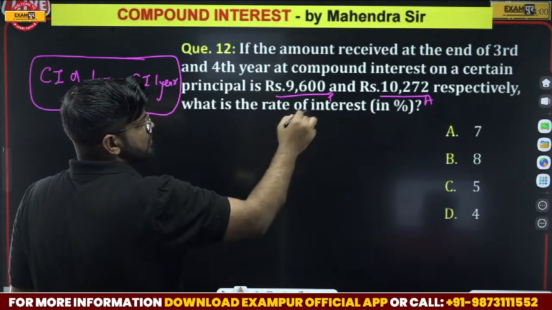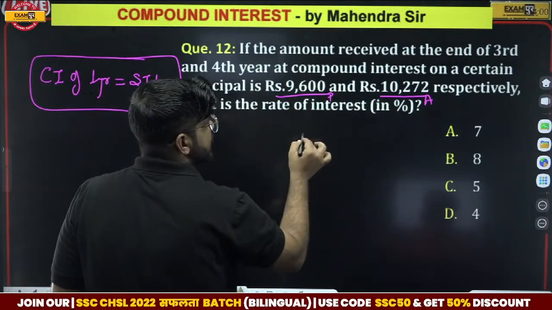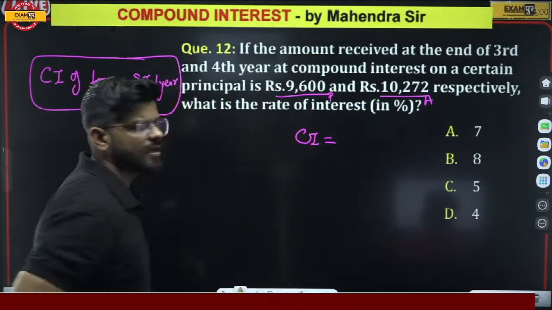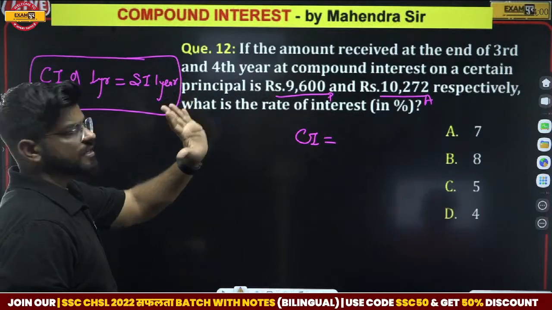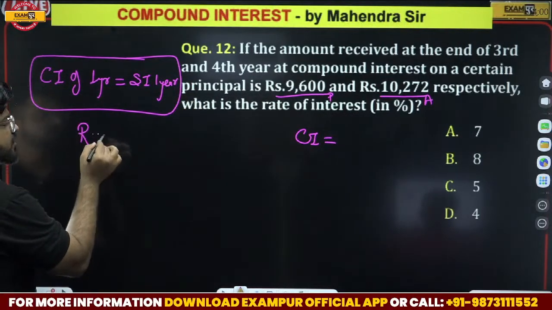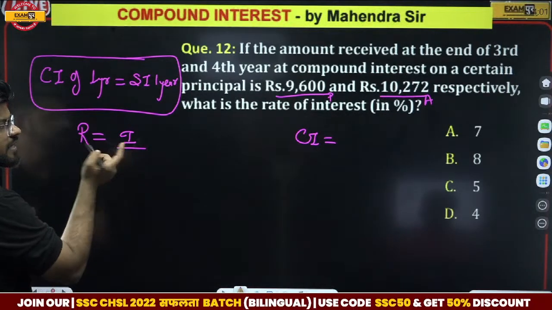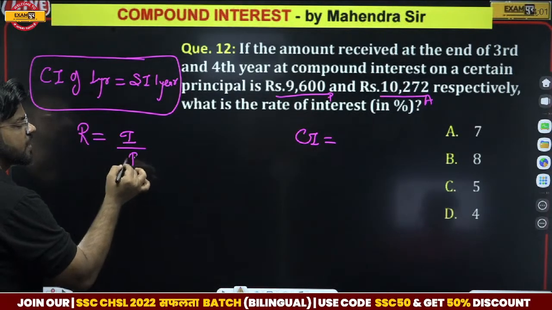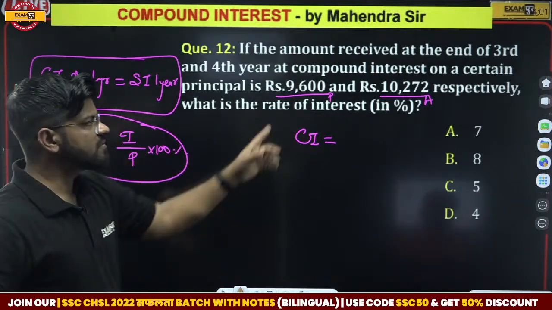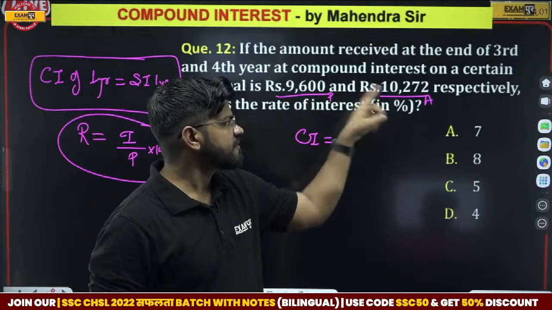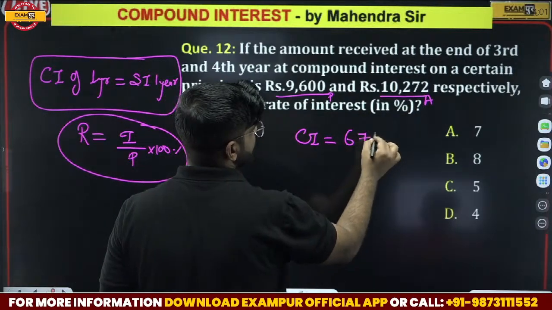Now take the difference of A and P. You will get the CI. We have to calculate the rate of interest. You know that CI and SI are the same. So rate of interest is the 1 year interest upon P into 100%. P we have 9600. Take the difference, you will get the interest. The interest is 672.